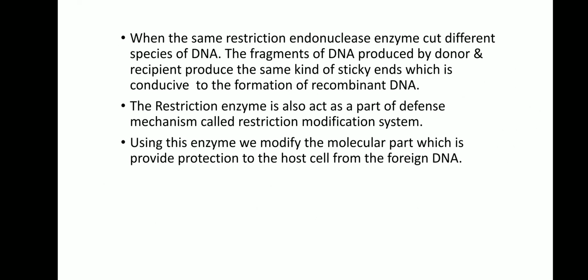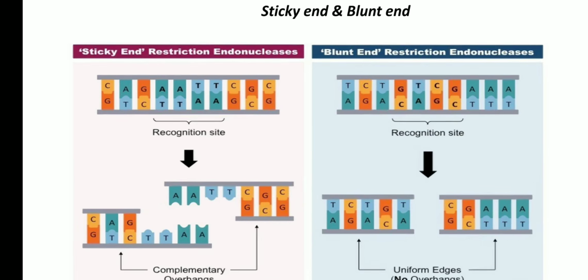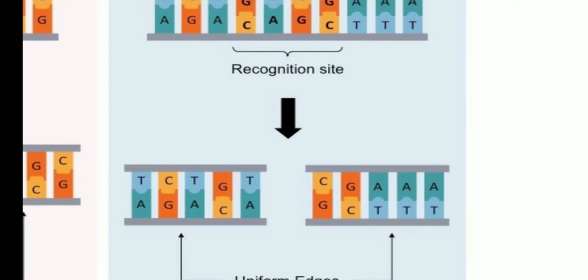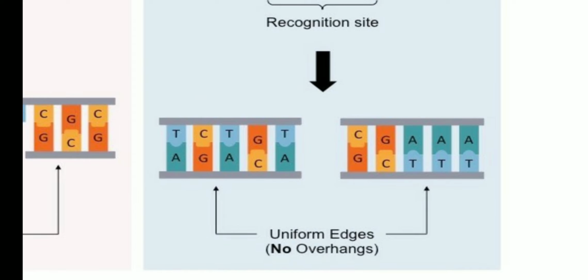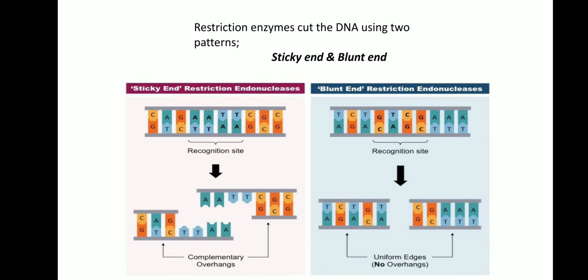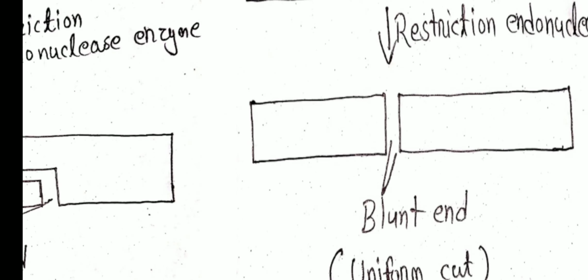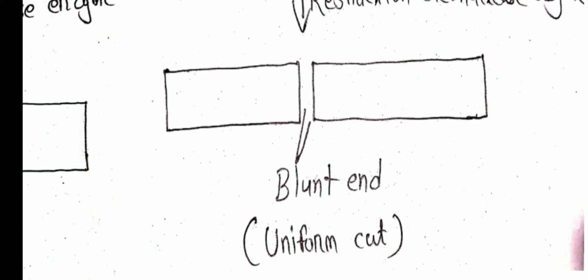And what is the blunt end? The blunt end is where the recognition site of DNA is cut with the help of restriction enzyme in a uniform form. It is cut uniformly, and no overhangs occur in the blunt end. This is the blunt end cut.